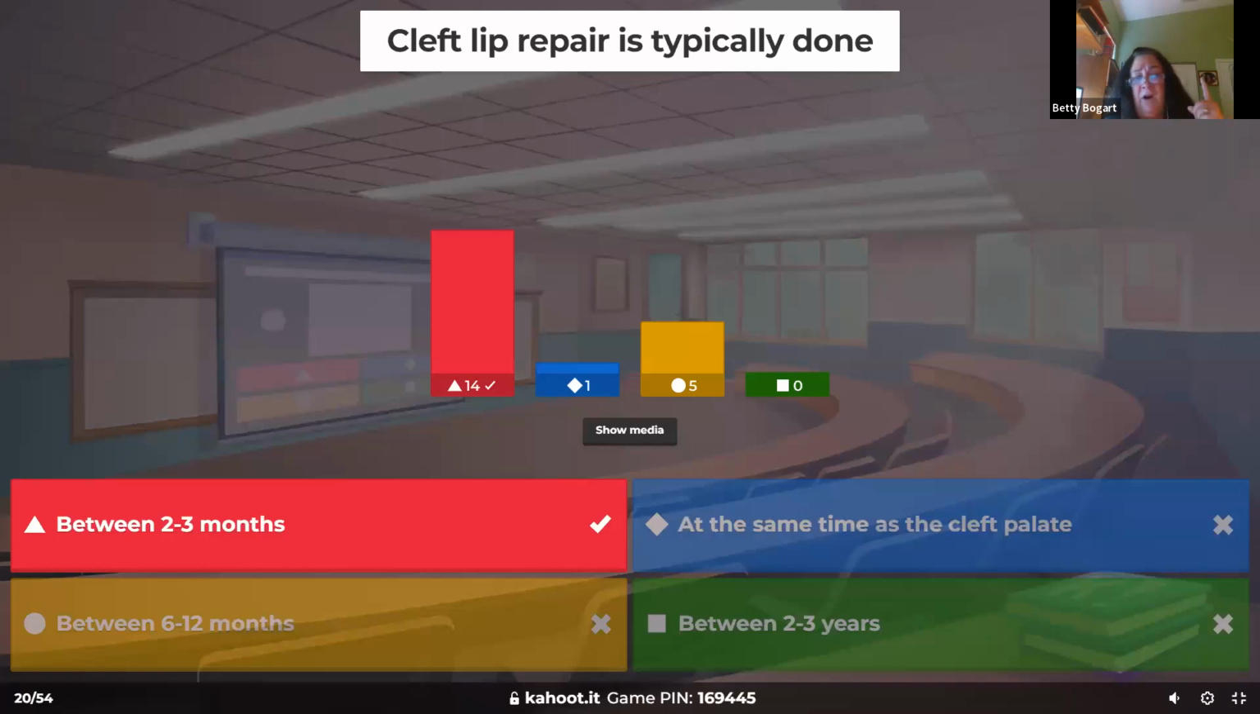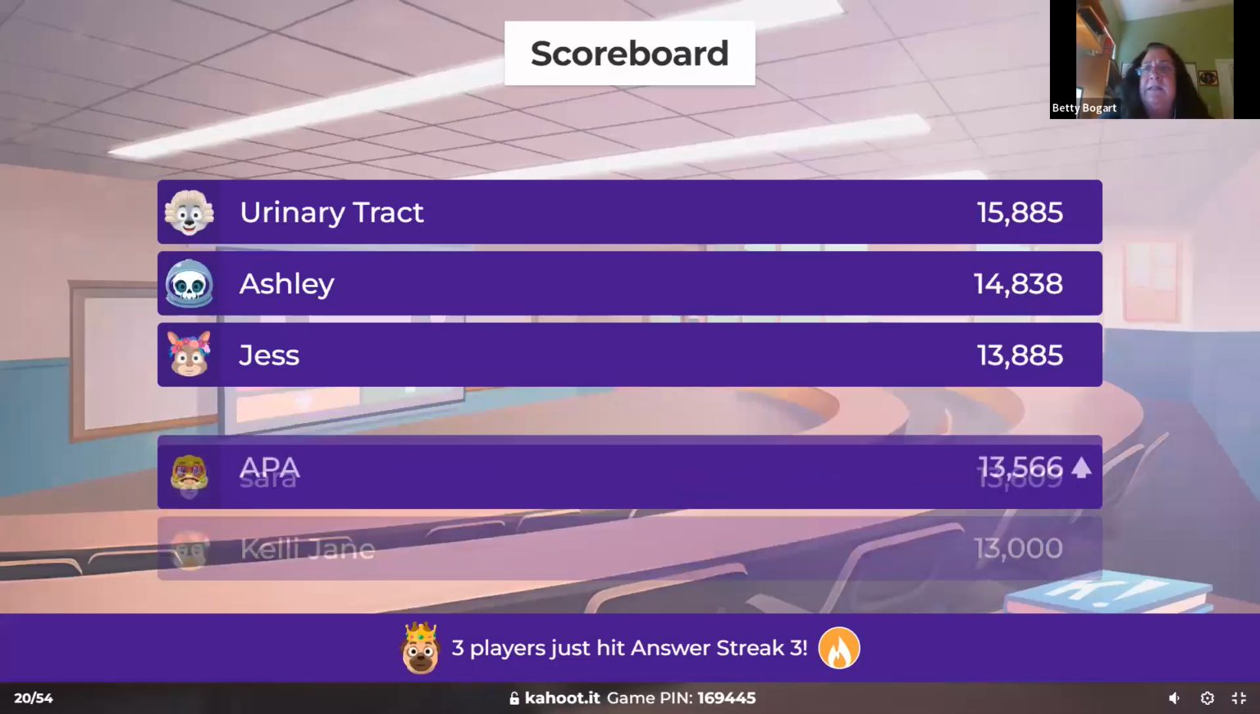So we do the lip first between 2 to 3 months. And then they put that little Logan bar there. It's like a little metal bar. So when they're smushing their face in the bed, they're not going to rip it open. You got to keep that nice.